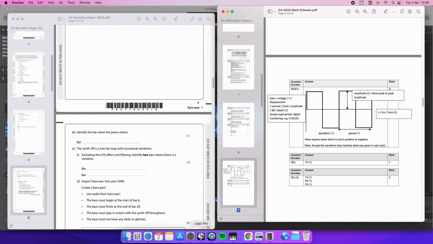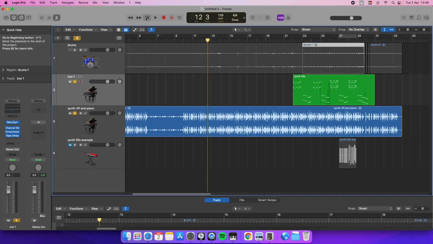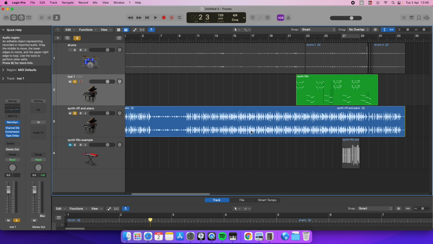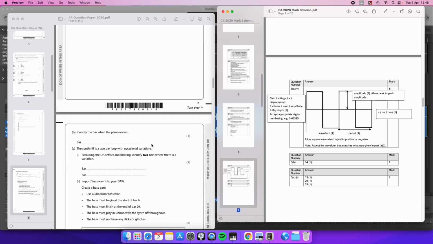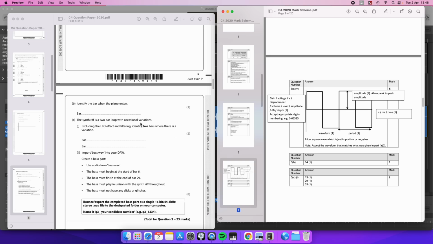So it's a 2-bar loop with occasional variations, so apart from the filtering and the LFO. I'm not going to do it now, but you can scan through. Why is my mouse wheel not working? That's a bit of a shame. Just hold shift like a Neanderthal. So you'll just listen through for 2 bars where there's a variation, but you can't identify anything that's had an LFO effect or filtering. So let's just jump to it.